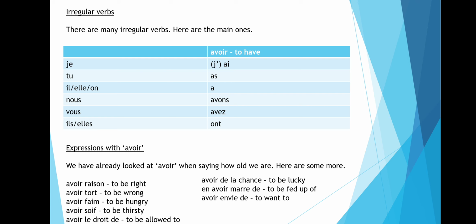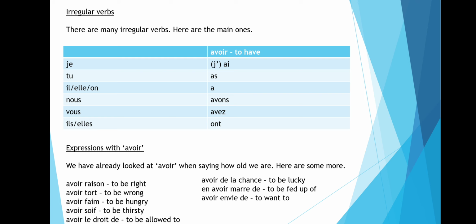It's to have. It's j'ai, tu as, il, elle, on a, nous avons, vous avez, ils, elles ont. Avoir is very useful and it helps to form other tenses that we'll look at later. Not in this video, but later on.